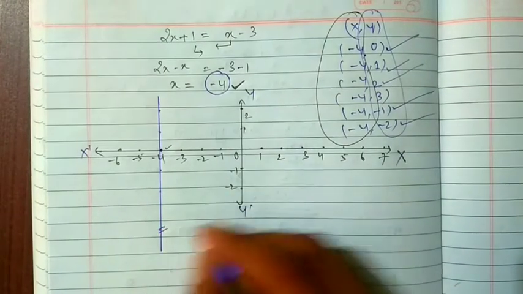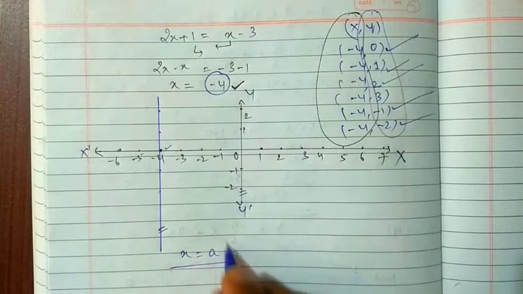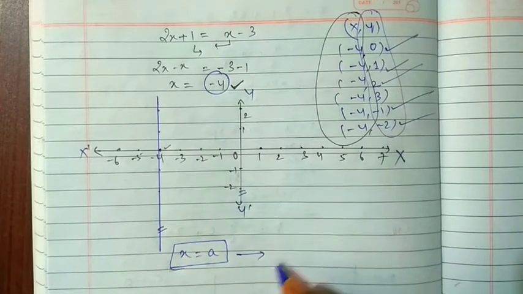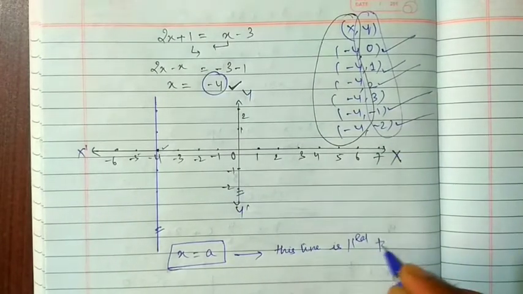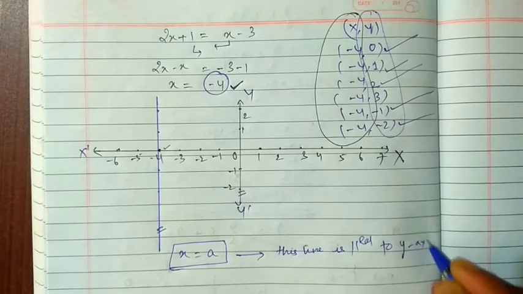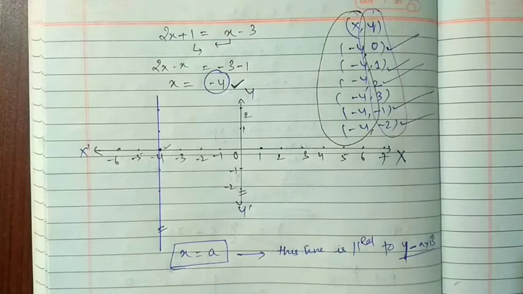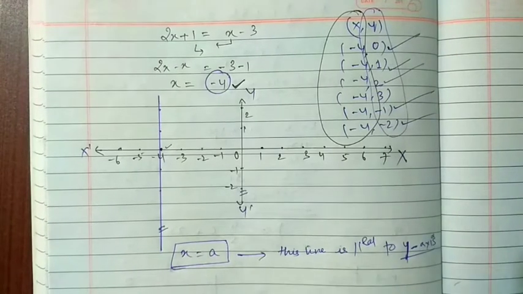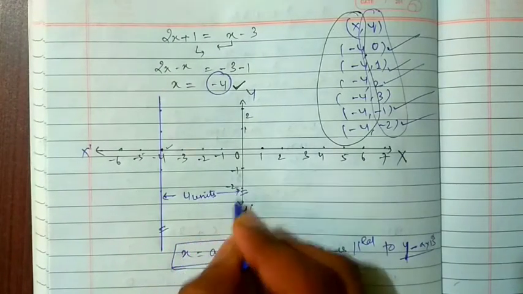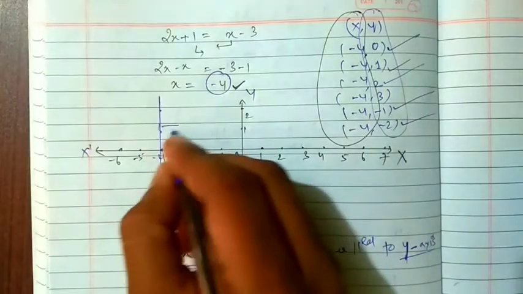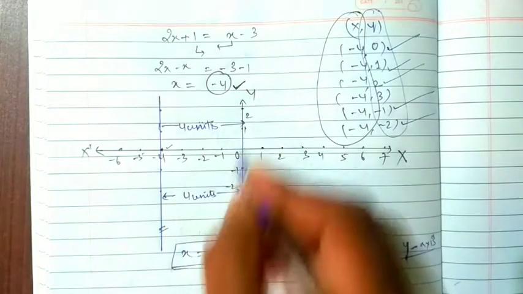And when we take the collection of all these points, we get a straight line which is parallel to the y-axis. So if you have an equation in the form of x is equal to a, then this line is parallel to the y-axis. Is it clear? And the secondary thing is this line is at a distance of 4 units from the y-axis on the left side. I hope this has become more clear to you.